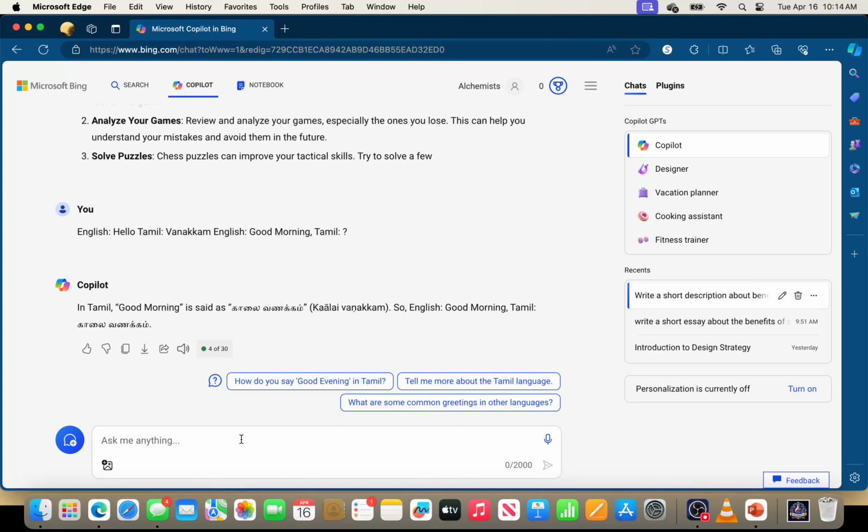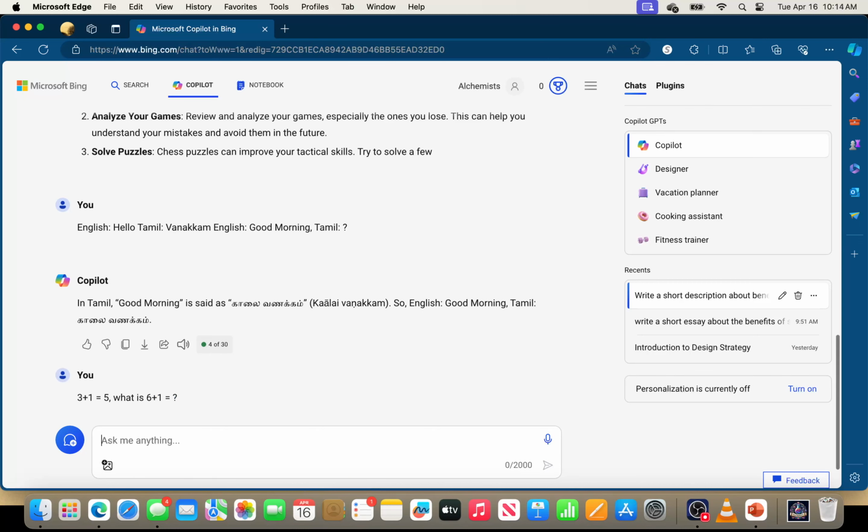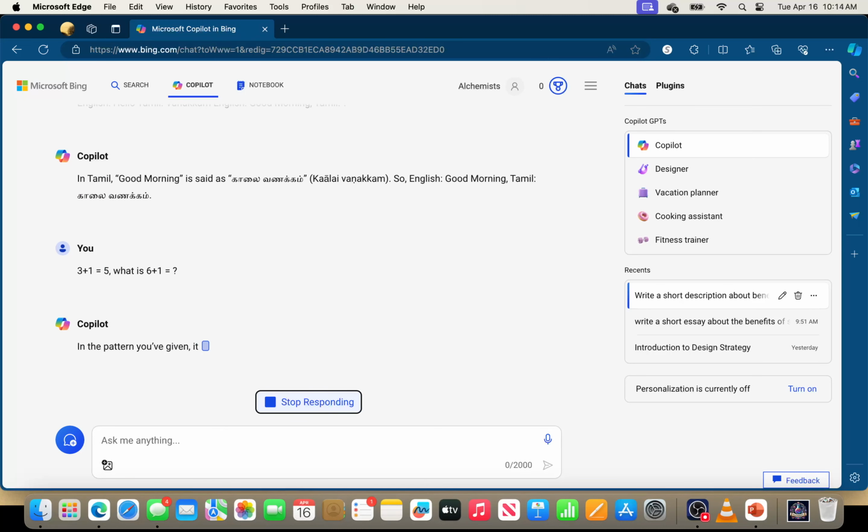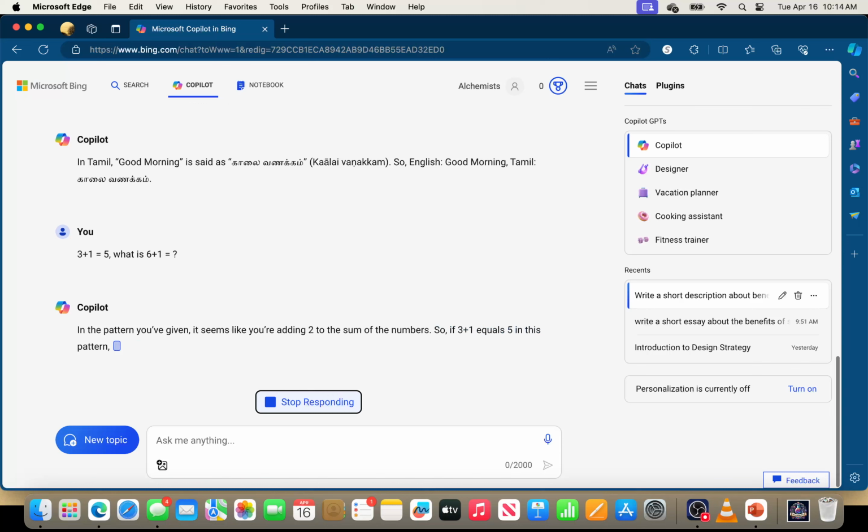Now let's put it this way. Let's try to confuse this guy. Okay, 3 plus 1 equal to 5. What is 6 plus 1 equal to? So you say 3 plus 1 is equal to 5. In the pattern, it understands the pattern. It seems like you are adding 2 to the sum. So 3 plus 1 is 5, and 6 plus 1 is 9.